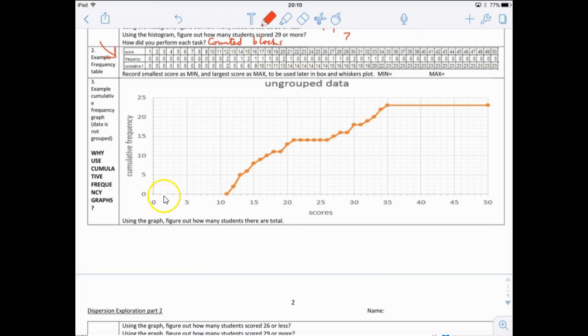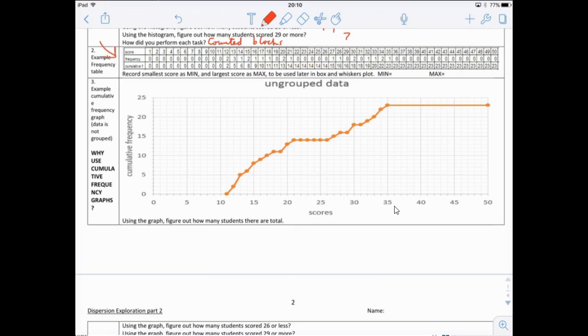A cumulative frequency graph always starts from 0 on the left, and then it goes up. It always goes up, never goes down. And then at the very end, it tops out at the number of data points. So in this case, we have 23 data points, so it tops out here. We hit 23 when we get to the top score, which is 35. Remember, the top score was 35.